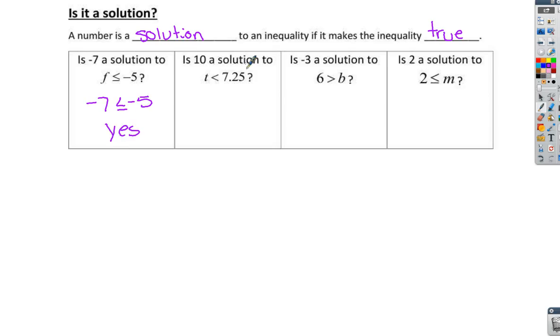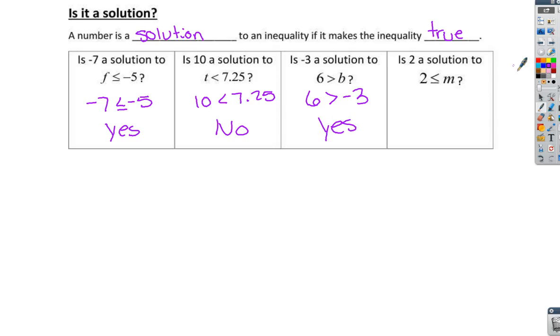Looking at the next one, we have, is 10 a solution to t is less than 7.25? Well, let's plug in 10. So 10 is less than 7.25. Is 10 smaller than 7? No, so this would not be a solution. It's not a true statement. Is -3 a solution to 6 is greater than b? So let's plug it in. 6 is greater than -3. Is 6 bigger than -3? Yes, it is. So this is a true solution.